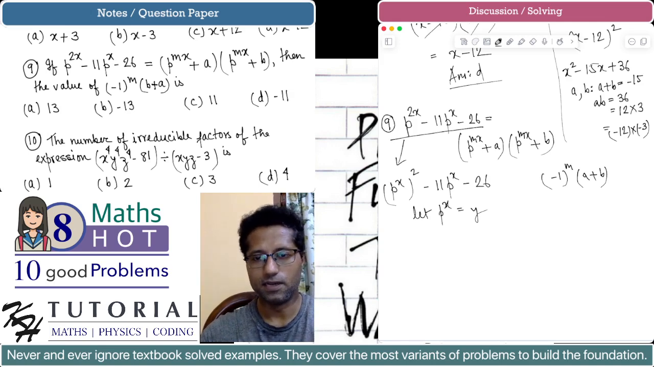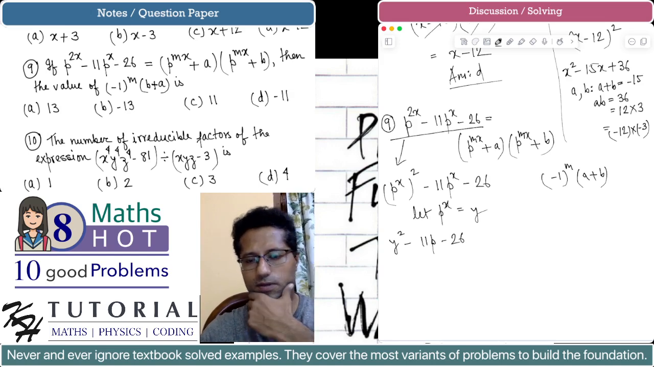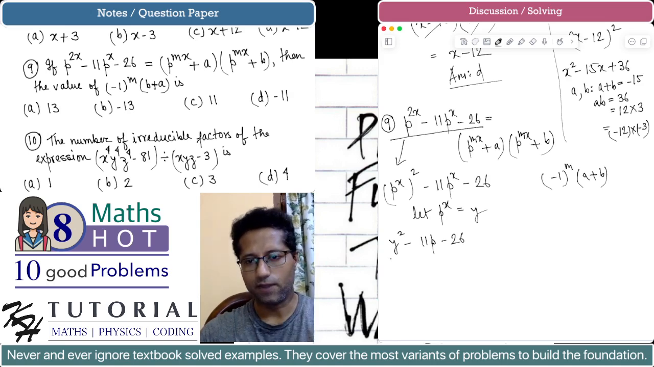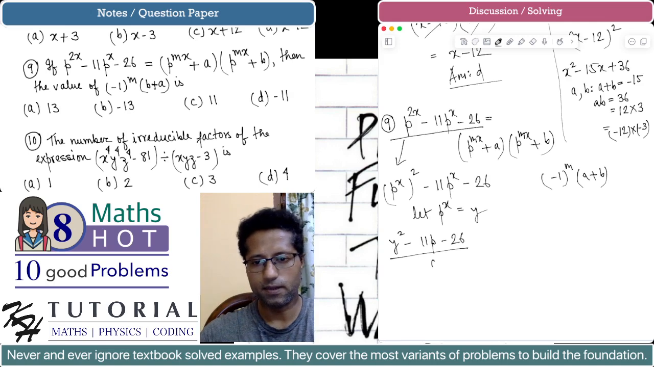So the LHS will become y square minus 11y minus 26. Now we can see it is of the form of a quadratic trinomial in y, even though we know that y is equal to p to the power x. Now we can clearly factorize this, hopefully, y square minus 11y minus 26. So we have to find a and b such that a plus b is equal to minus 11 and ab is equal to minus 26.